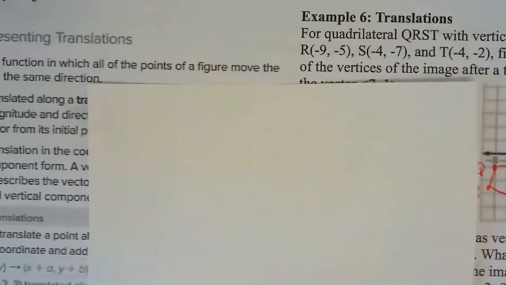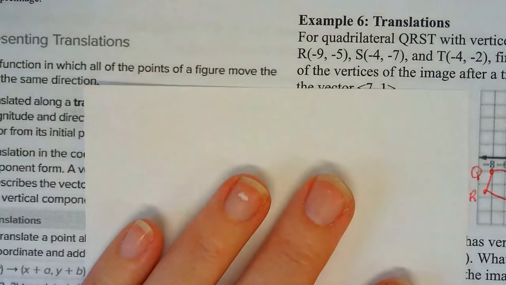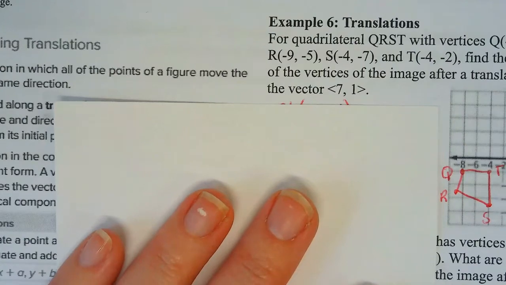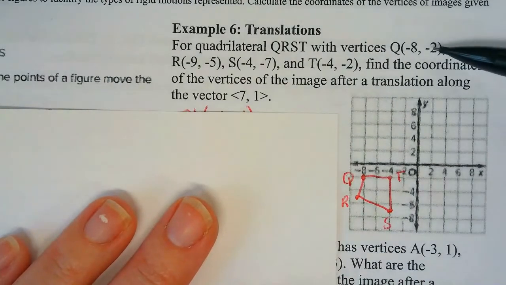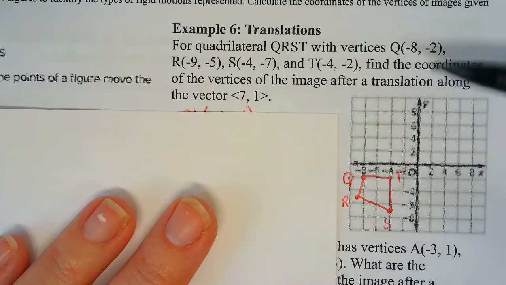Okay, so on the second part, what we're going to do is practice doing translations and rotations. So remember, a translation is where you're going to slide your figure. So here they give you a quadrilateral with these vertices. So I went ahead and plotted those points down here in my graph.